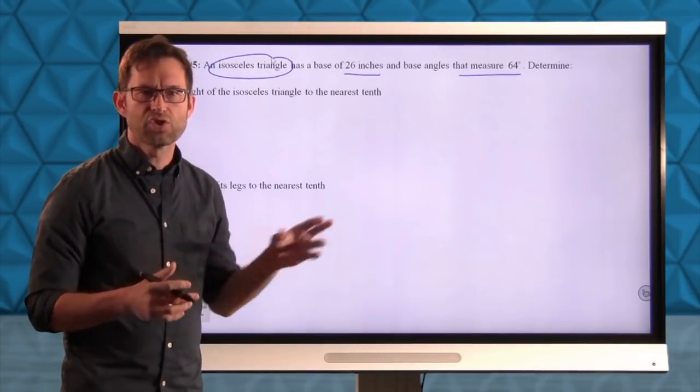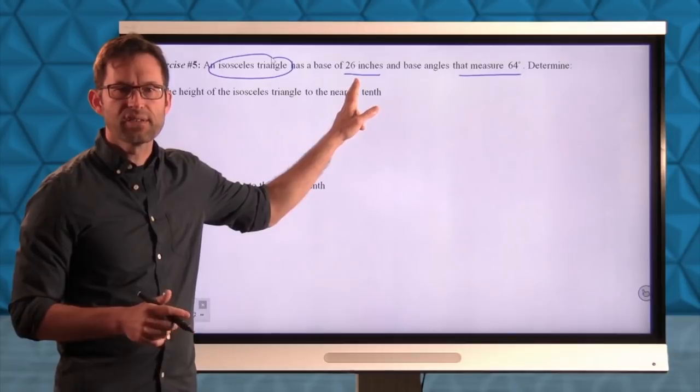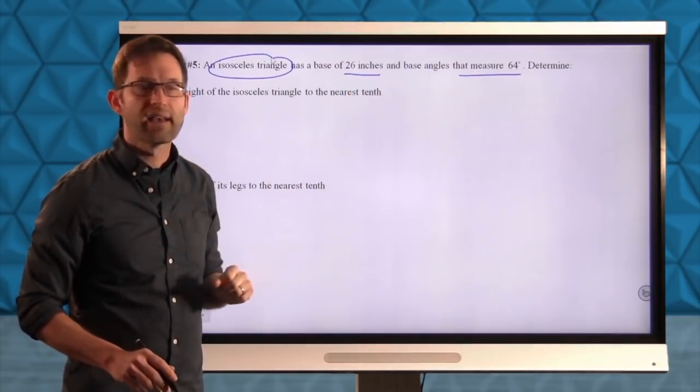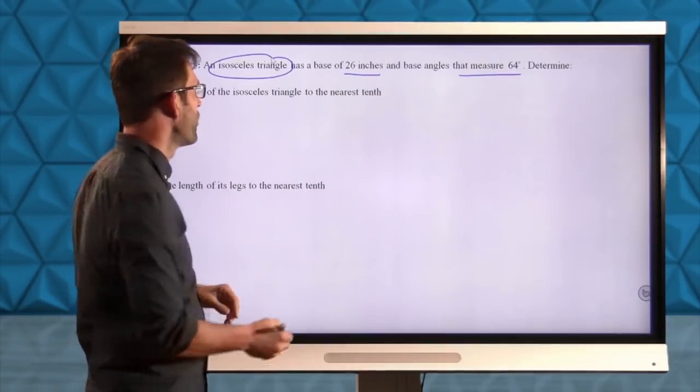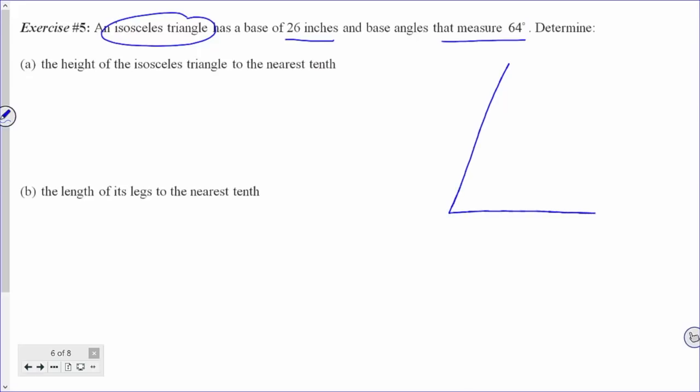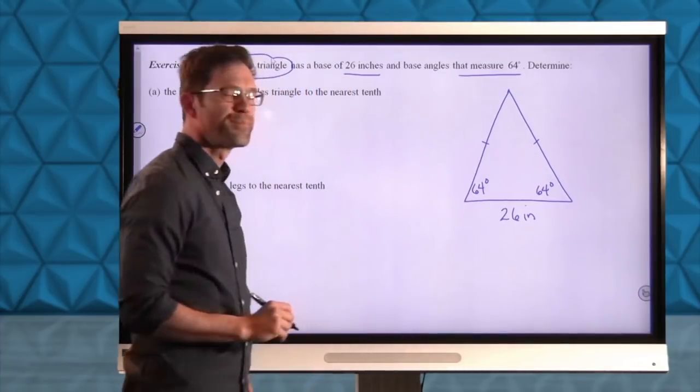All right, so we've got to draw a good picture here. We've got an isosceles triangle. Its base is 26 inches. We don't know the lengths of its legs, but we do know that it has base angles that measure 64 degrees. So let's get a good picture of it over here. Okay, these two sides are the same length. We know this is 26 inches, and we know these two angles are both 64 degrees, right? The base angles of an isosceles triangle are equal.